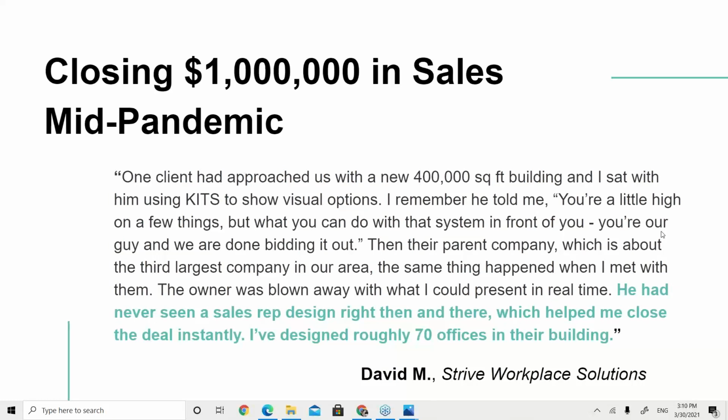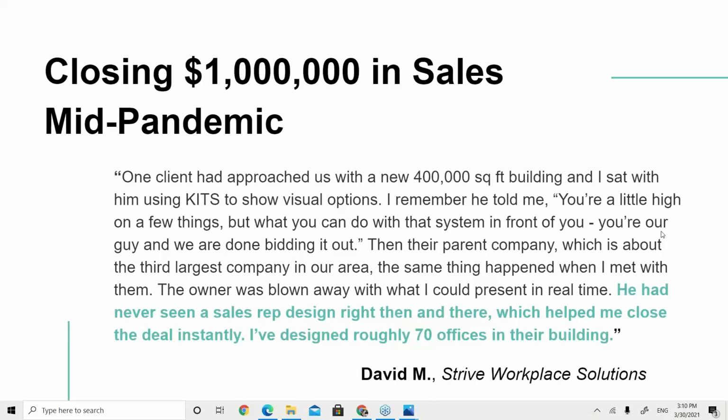And again, you can show all the furniture, all the different options, and then you can get the pricing as well. I remember he told me, you are a little bit high on a few things. But what you can do with that system in front of you, you are our guy, and we are done bidding it out. Then the parent company, which is about the third largest company in our area, the same thing happened when I met with them.